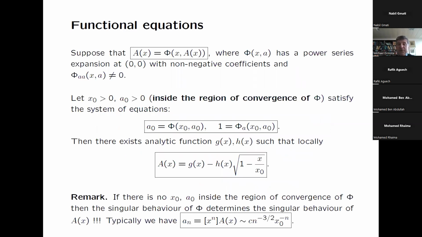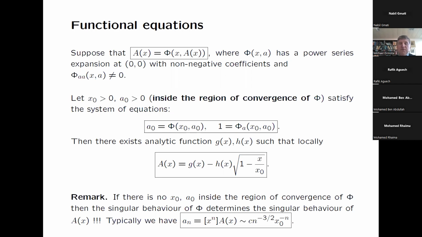And it turns out that this kind of square root singularity is again some universal phenomenon. So you start from a generating function a of x that satisfies a functional equation of this form, as we have seen before for the tree case. And under some conditions, I don't want to go too much into the details, then you always have a square root singularity at the radius of convergence. So what are the conditions?